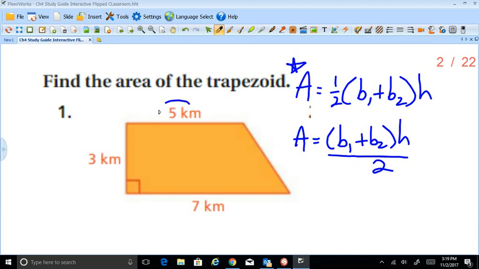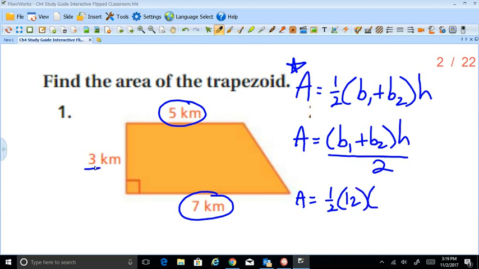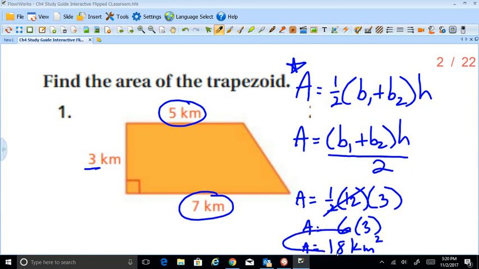So if we look here at the 5 and the 7, we realize those are the two bases because your bases are always parallel to one another. So I'm going to plug in to my formula. 1/2, 5 plus 7 is 12, so times 12, times my h, the height, which is the 3 kilometers. The height always is a straight line that meets perpendicularly between your two bases. So half of 12 right here gives us a 6, and we're left with 6 times 3. And of course, the area for this question equals 18 square kilometers. Don't forget, area must have square units.